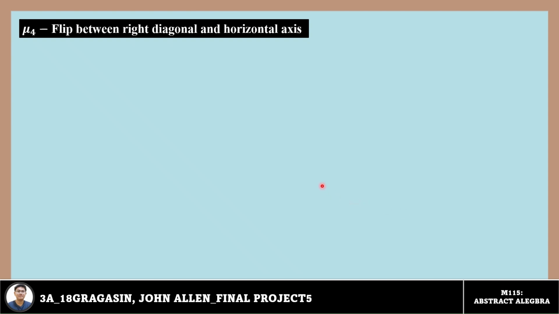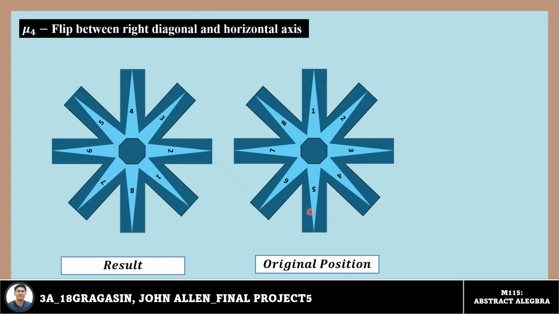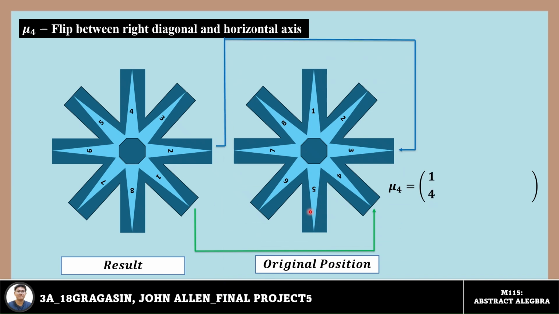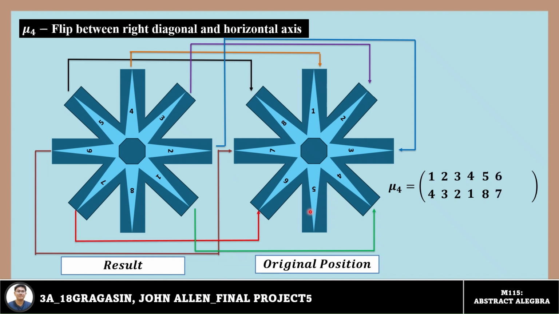Next, we have here the mu sub 4, flip between right diagonal and horizontal axis. So we have here again our original position, and we have here the results. So mu sub 4, we have here 1 is to 4, 2 is to 3, 3 is to 2, 4 is to 1, 5 is to 8, 6 is to 7, 7 is to 6, and 8 is to 5. So we have here the elements for our mu sub 4.